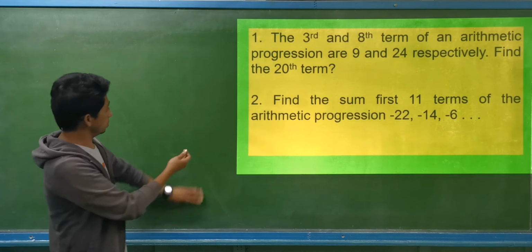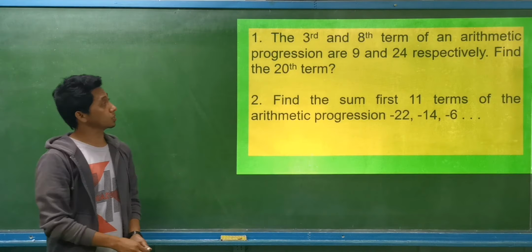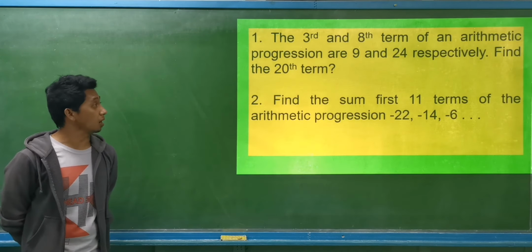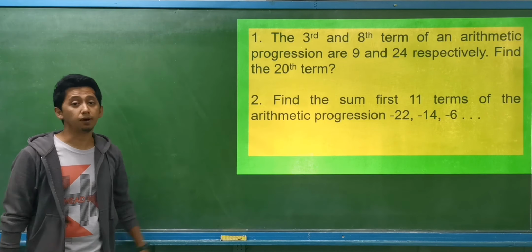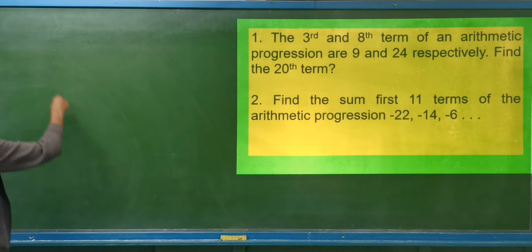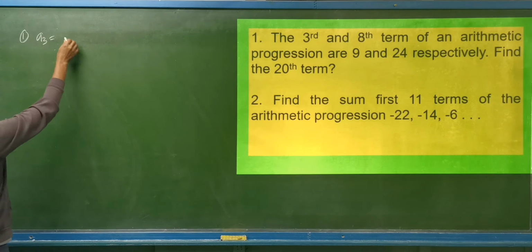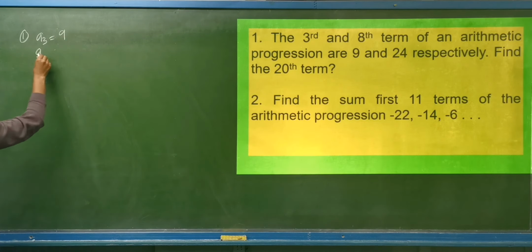So let's have more examples for arithmetic progression. The third and eighth term of an arithmetic progression are 9 and 24 respectively. Find the 20th term. So we have the first problem. Our third term is equal to 9. Our 8th term is equal to 24.